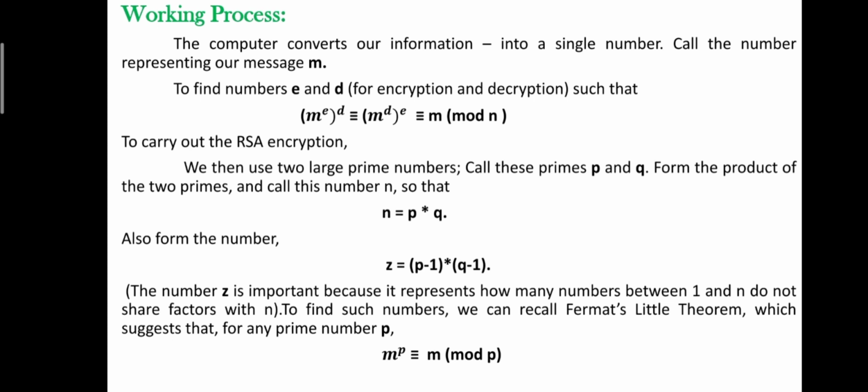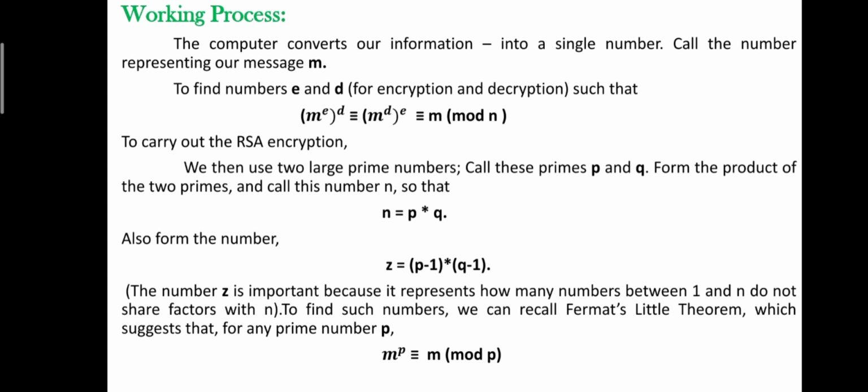representing our message M. Here's the key idea behind the RSA scheme: to find numbers e and d for encryption and decryption such that m to the power e whole to the power d is equal to m to the power d whole to the power e, which equals m mod n. To carry out the RSA encryption, we use two large prime numbers. Prime numbers around 100 digits should be sufficient.